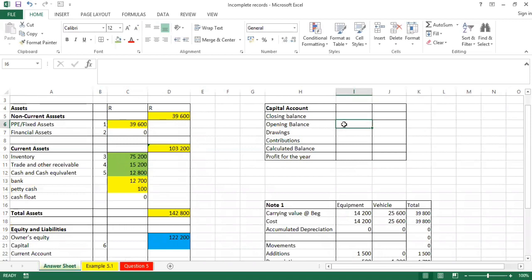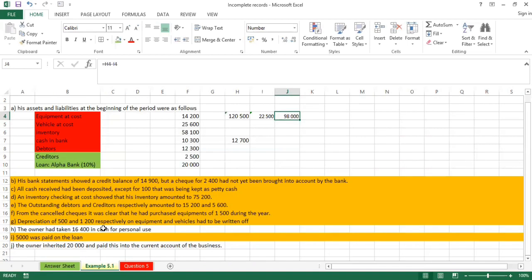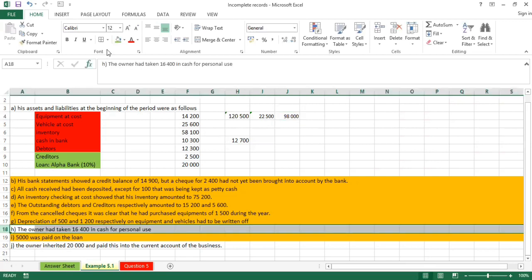So our opening balance is 98,000. Okay, moving on. So we have our drawings. So we're talking about drawings and contribution. Going back to our information, they told us already that the owner had taken 16,400 in cash for personal use. So that's our drawings.